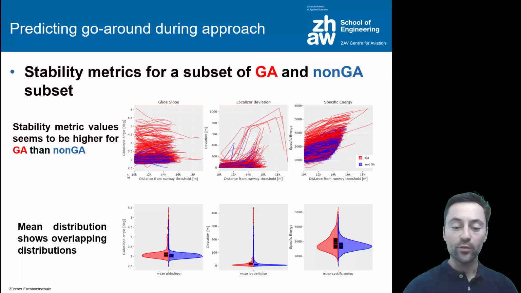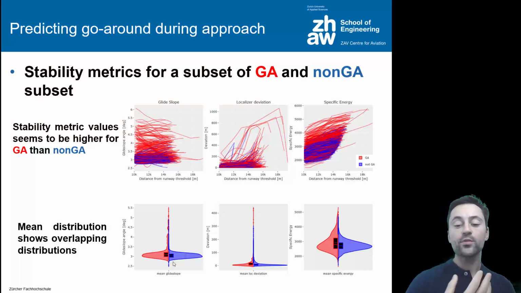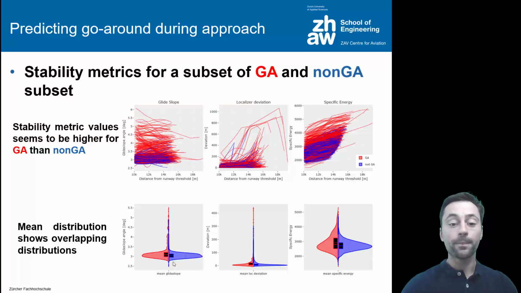But now, if you look at the distribution of the mean values, which is the second row of this plot, you can see that it's more spread for go-arounds, but there is still a big overlap between the two distributions. So they seem to be rather good predictors. You can extract some information from those predictors, but they are not perfect.